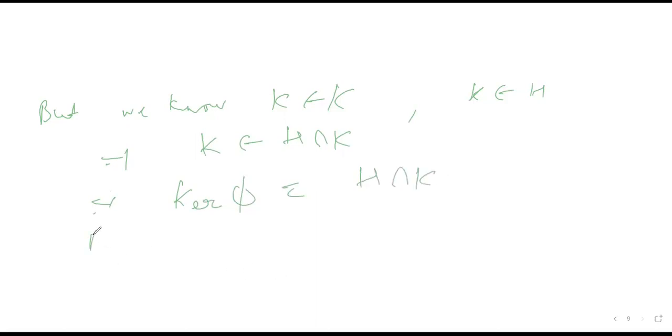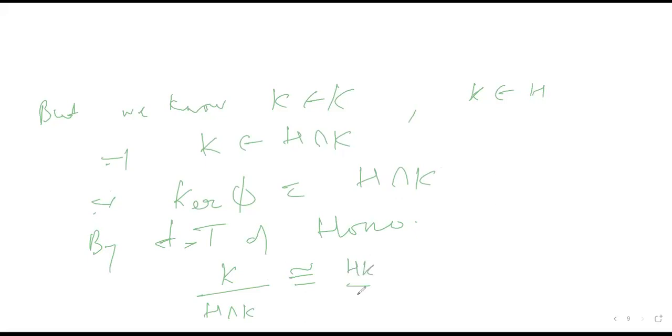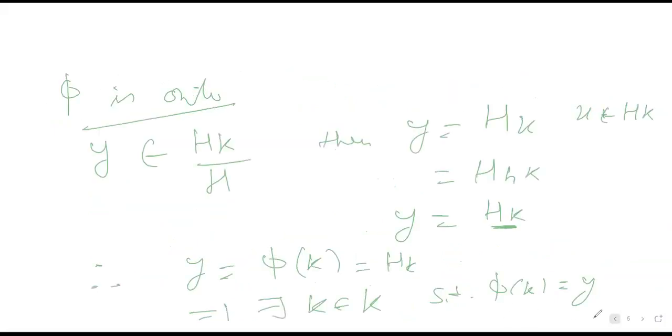Now by the fundamental theorem of homomorphism, or the first theorem of isomorphism, K by H intersection K is isomorphic to HK by H, or you can write HK by H is isomorphic to K upon H intersection K. Questions are not asked from the proof of this theorem in the paper. Questions are asked from the fundamental theorem of homomorphism. So this is the second theorem of homomorphism, the proof that I just explained.